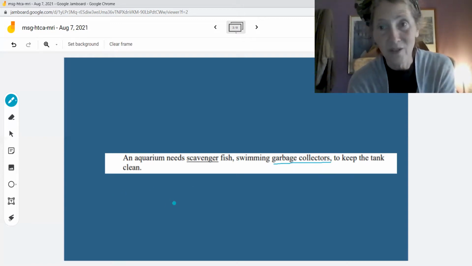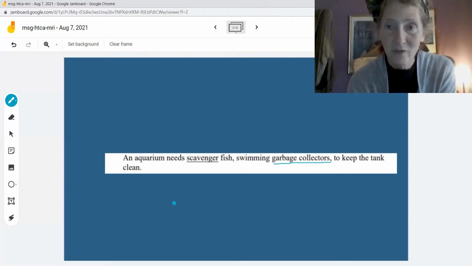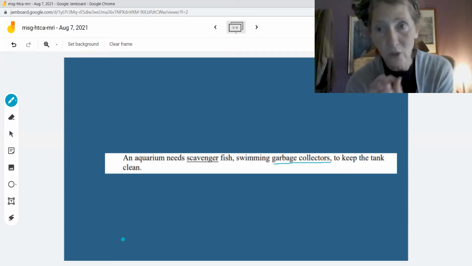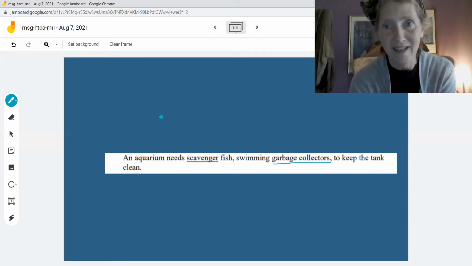So scavengers tend to do that. Things like blackbirds are scavengers. They'll eat roadkill and it keeps it clean. A scavenger fish is going to eat the leftover garbage from other fish, other debris, to help keep the tank clean. Okay, so that is an example of definition. It tells you what the word means, but there's just no clue in there like the previous one that said that is.